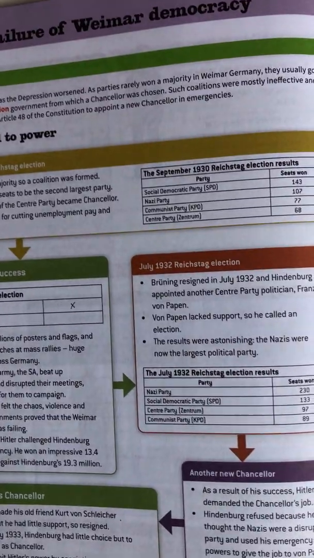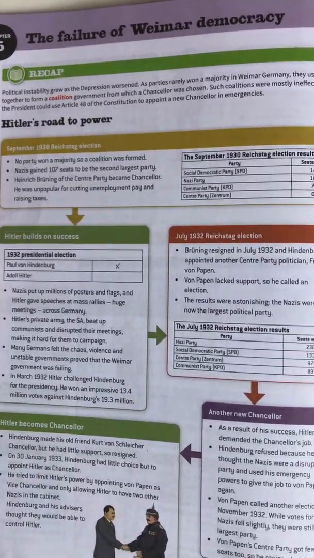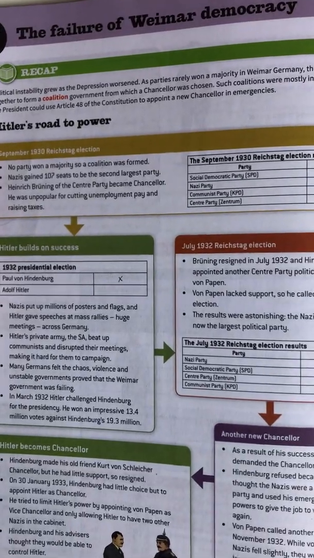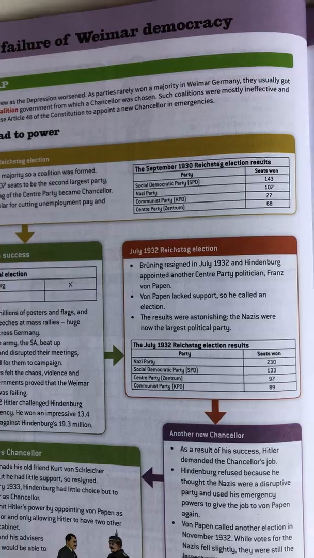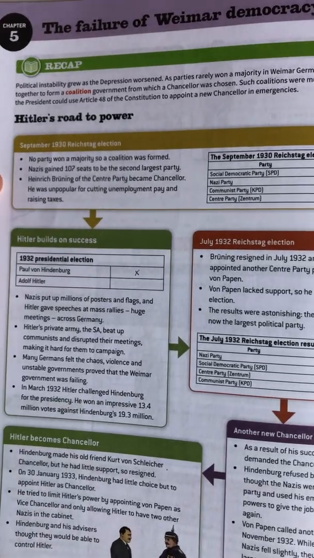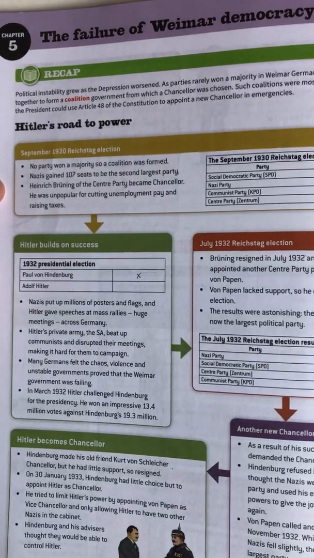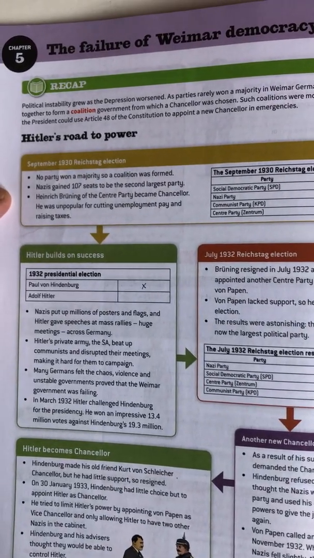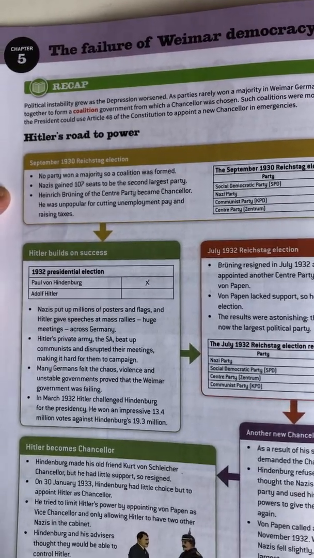Parties rarely won a majority in the Weimar Republic, and they usually had to form coalition governments, and then a chancellor would be chosen from those parties to rule. Most coalitions were ineffective as the people didn't agree, and the president could use his Article 48 to make himself essentially a dictator, because he could rule through direct decree, so by his word.